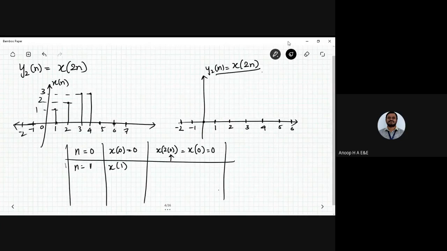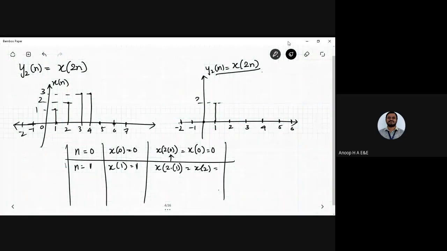That is, what's the value? x of 2 into 1, this is the value of n, that is x of 2. What's the value of x of 2 here in the signal? The value of the signal is 2. So at 1, you are going to have the signal as 2 for x of 2n. So this is 2. Hope it is clear to you.